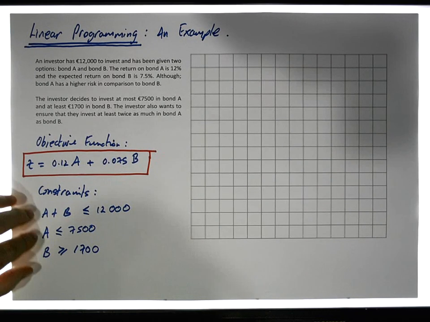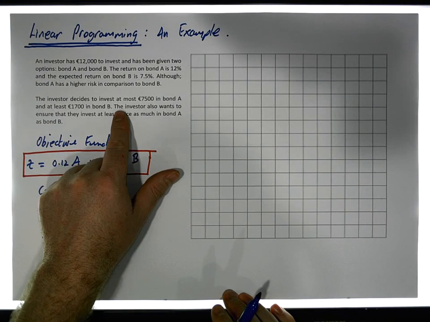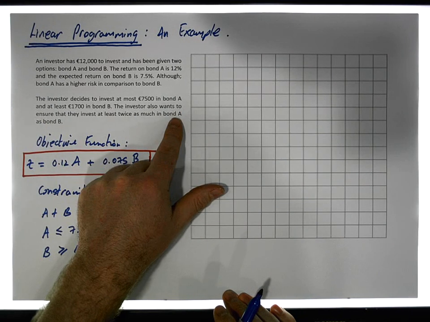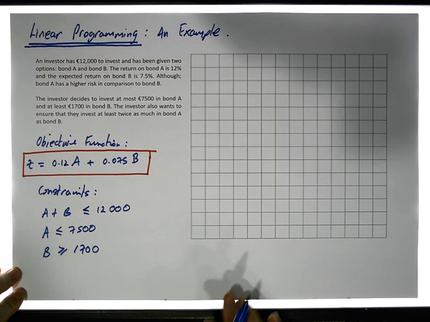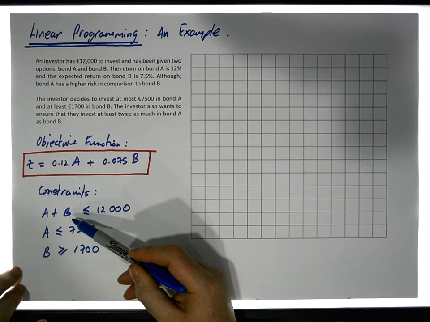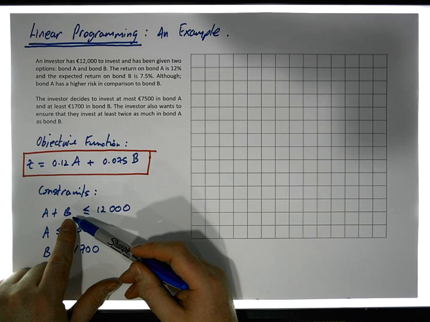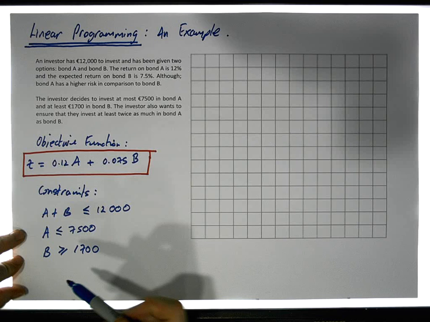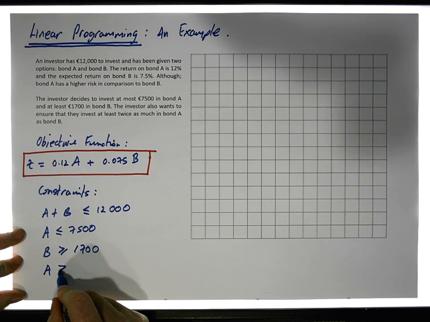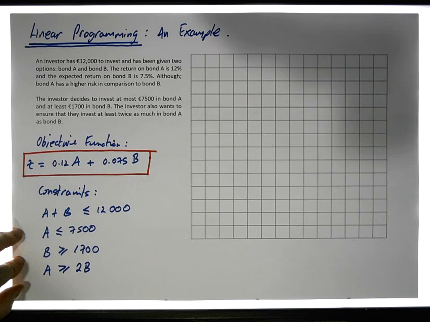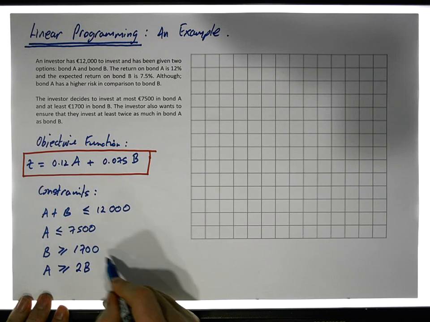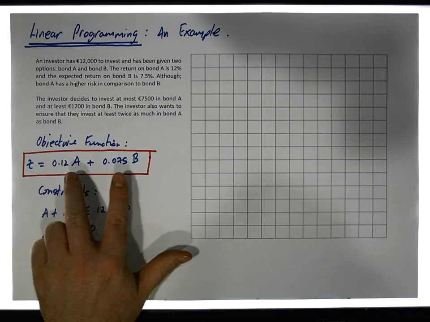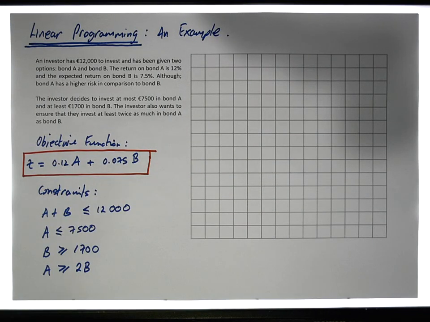The final constraint is that the investor also wants to ensure that they invest at least twice as much in bond A as they do in bond B. What does that mean? If you tell me how many bond Bs you've bought and I multiply it by 2, then A must be at least that value. So A must be greater than or equal to 2 times B. So we now have four constraints, and based on these constraints we'd like to find the appropriate A's and B's that maximize this objective function.